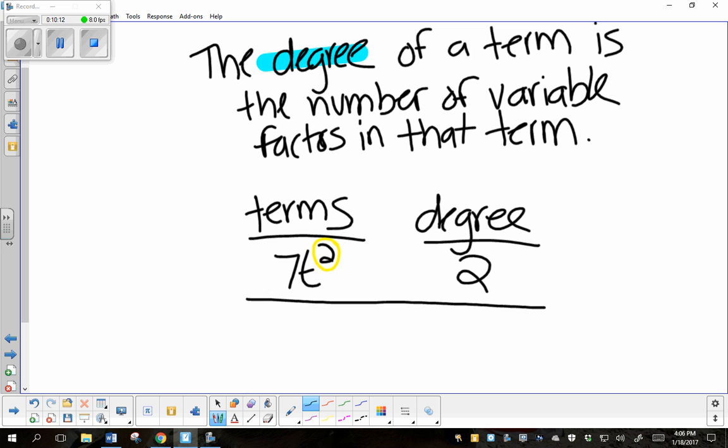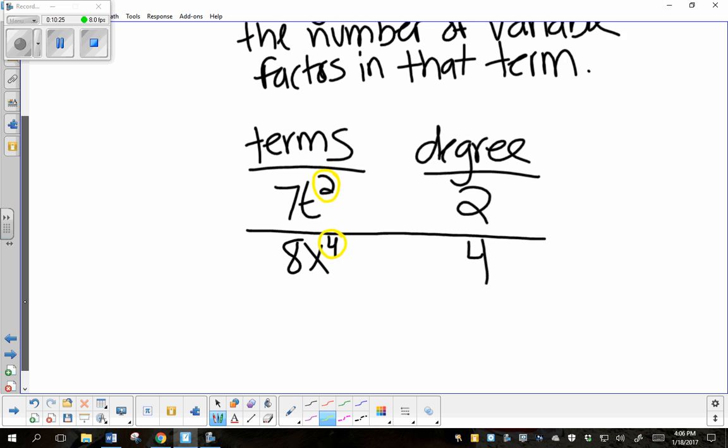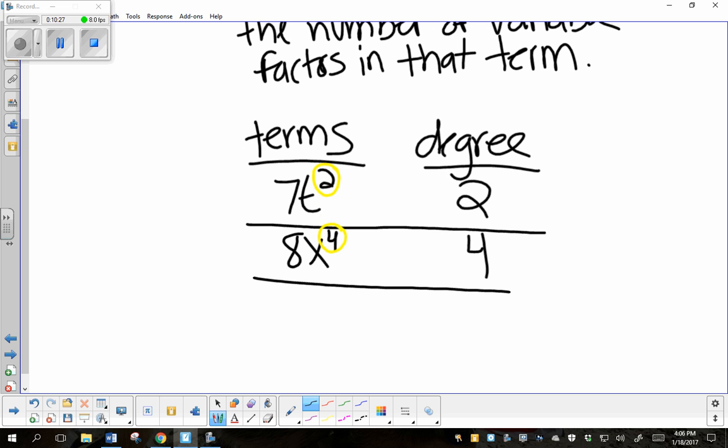They're going to get more complicated than that, but we could also have something like 8x to the 4. X is the variable. There's 4 of them, so the degree is 4. That came from right there. See, it's pretty easy. We could have something as simple as 3x. So if you remember, that x really has a little 1 on it. You just can't see it. So its degree is 1. There's just one variable there.